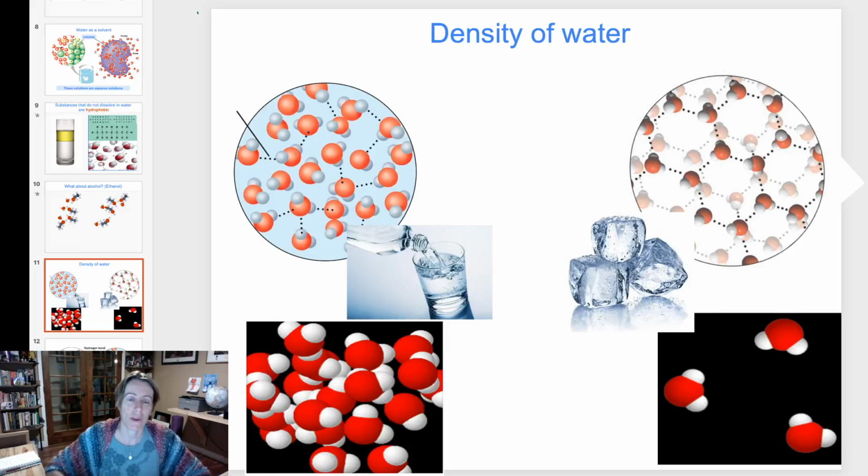Okay, so in this video we're going to talk a little bit about some of the properties of water and how hydrogen bonding affects how water behaves, and how that is super important in various aspects of biology and life on Earth. So the first thing we need to talk about is density of water, as this slide is saying.